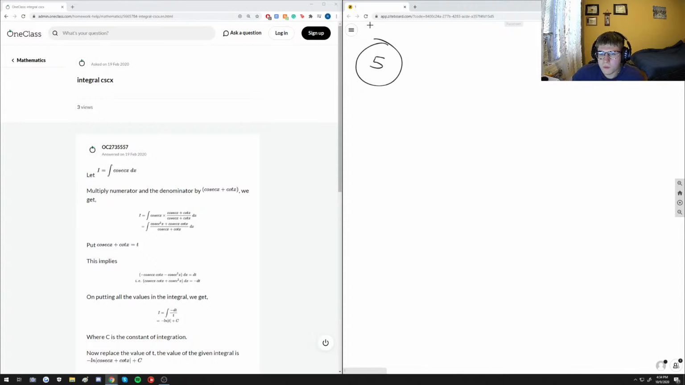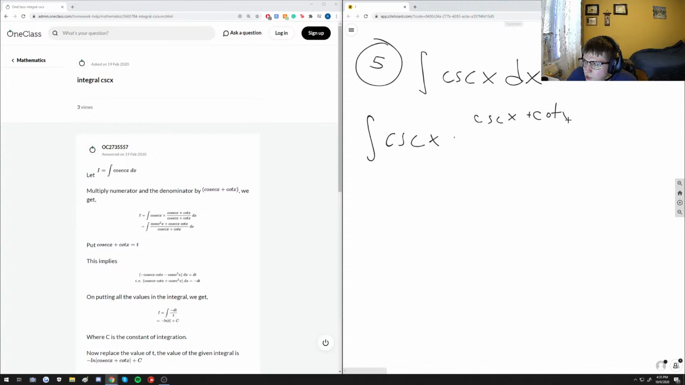For number 5, we have to find the integral of cosecant of x dx. Okay, so some calculus here. Solving this integral isn't intuitive. The first step is to multiply this integral by a certain fraction, and that fraction is cosecant of x plus cotangent of x over cosecant of x plus cotangent of x. The reason we can do this is that ultimately this is just equal to 1.